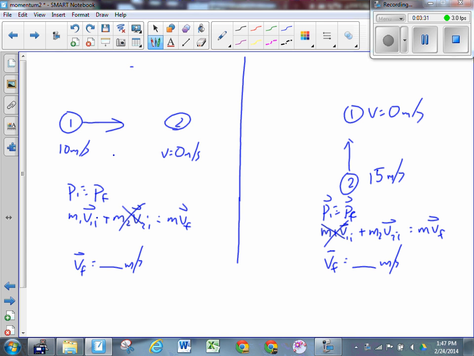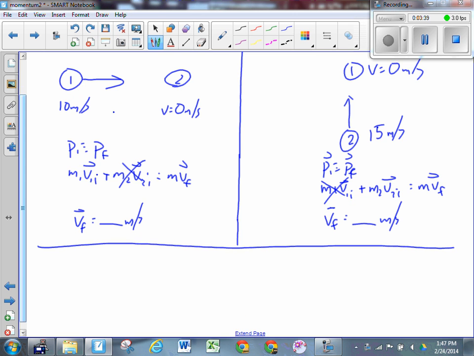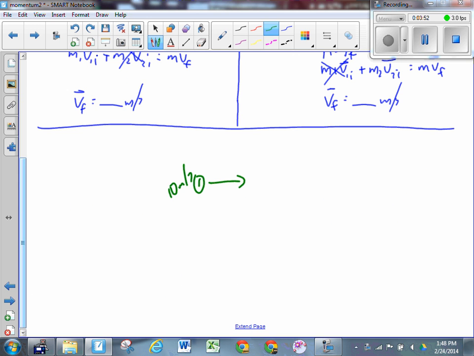Are we good at this? Yeah, I don't think this is crazy hard, what we've done here thus far. Let's draw another picture, though, a third one. Object number one is moving to the right at 10 meters per second. Looks familiar so far, right? Let's make object number two moving upwards at 15 meters per second. When they collide, at this point, they're going to head off as one object after the collision. They stick together. Well, how do we analyze this?